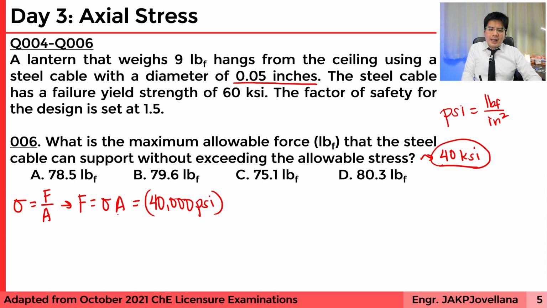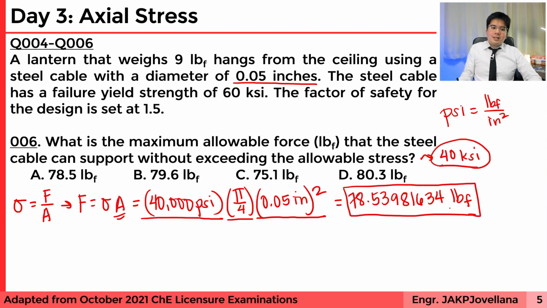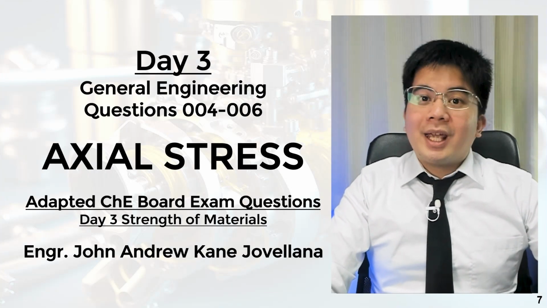And the cross-sectional area, A, of this steel cable is given by pi over 4 d squared, where the diameter is 0.05 inches squared. So calculating 40,000 PSI times pi over 4 times 0.05 inches squared, we can have the maximum allowable force as around 78.5398 pound-force. From the choices, this is equivalent to letter A, 78.5 pound-force. And that's it for our problem on axial stress.